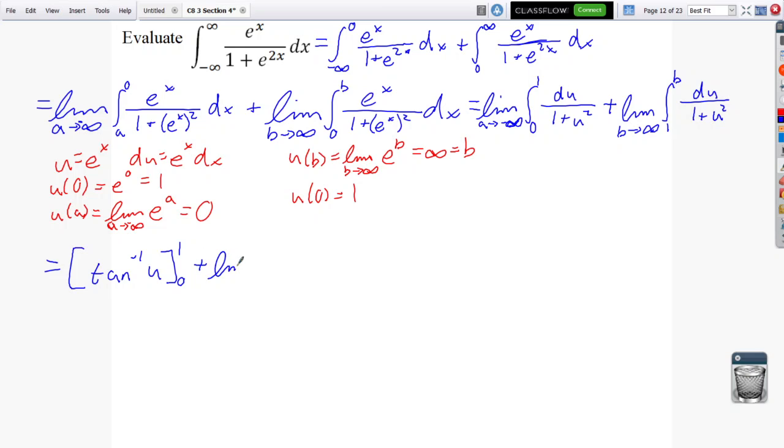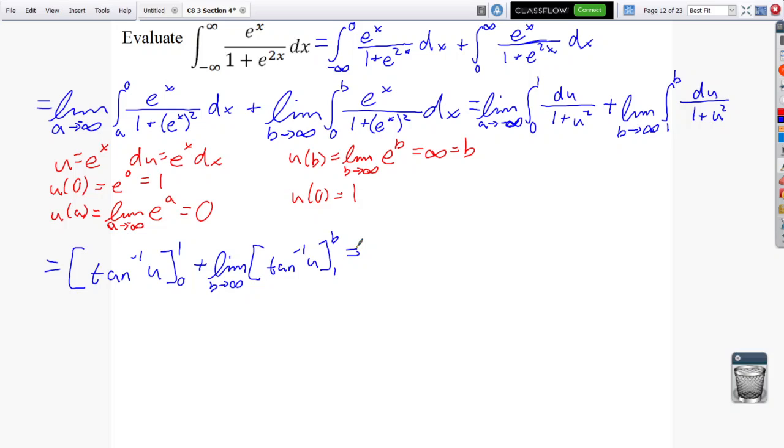Plus, that second one, since I still have b hanging around, we have to have our limit as b approaches infinity. And here we already did the hard thinking, so that's going to be arctangent of u, and carry over my limits from 1 to b. All right, cool. We're almost out of the woods.